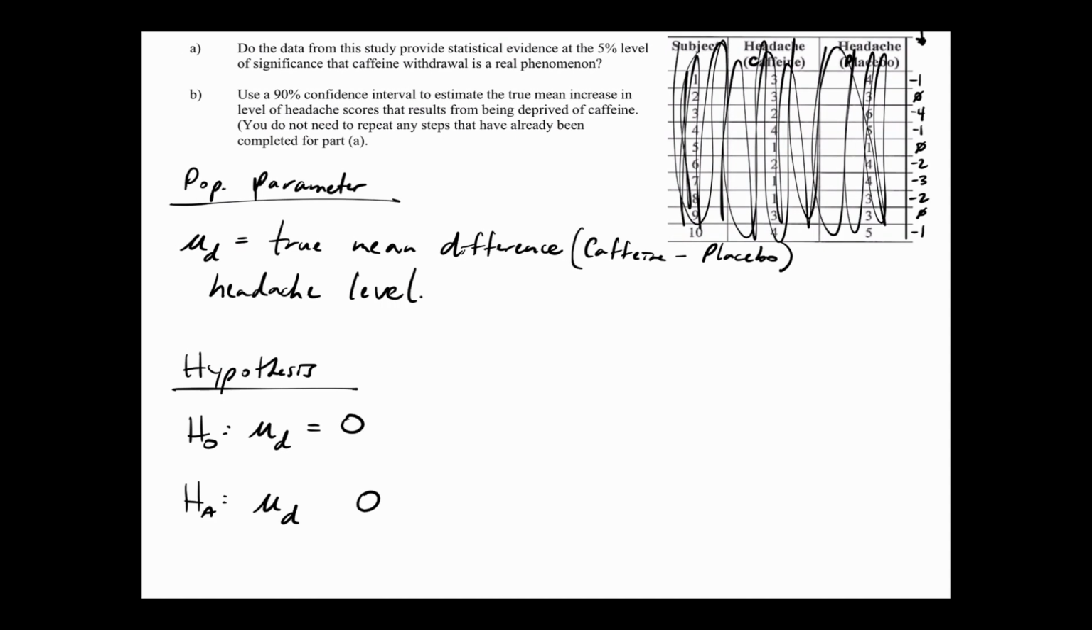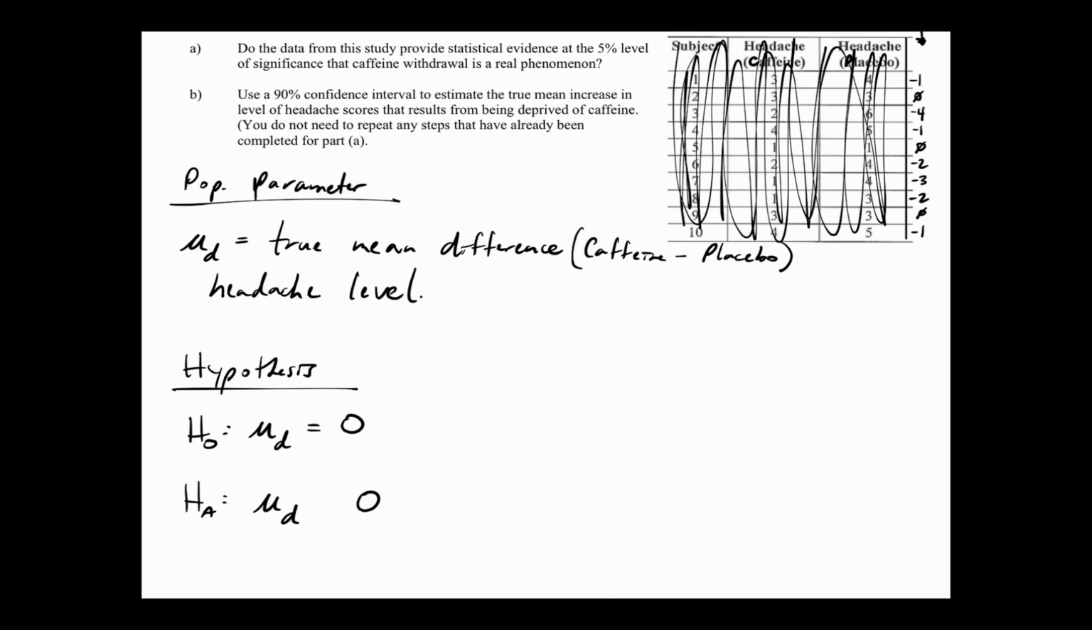So we have 3 options: greater than, less than, not equal to. So is the difference going to be a positive number? Is the difference going to be a negative number? Or is the difference just going to be different than 0? Let's see, do the data from this study provide statistical evidence that caffeine withdrawal is a real phenomenon?